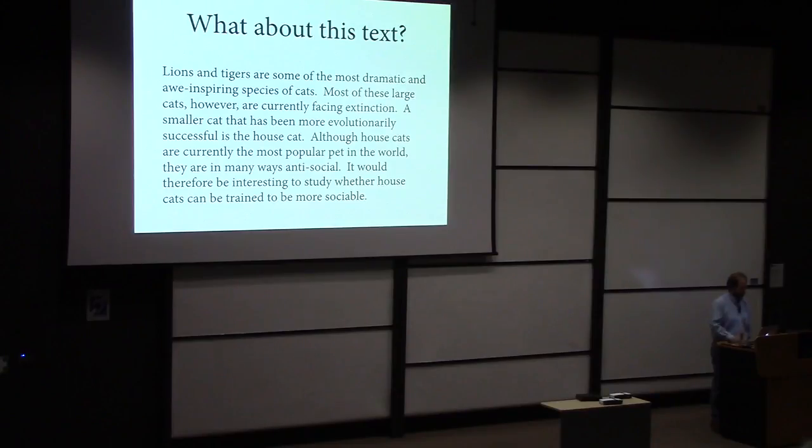So again, I'll read this paragraph for you. Lions and tigers are some of the most dramatic and awe-inspiring species of cats. Most of these large cats, however, are currently facing extinction. A smaller cat that has been more evolutionarily successful is the house cat. Although house cats are currently the most popular pet in the world, they are in many ways antisocial. It would therefore be interesting to study whether house cats have been trained to be more social. Okay? So, what do you think about this text?